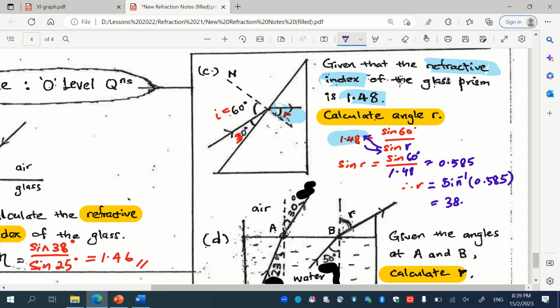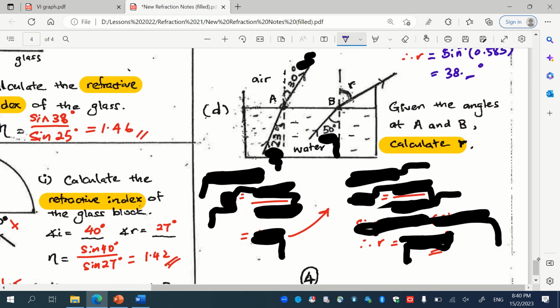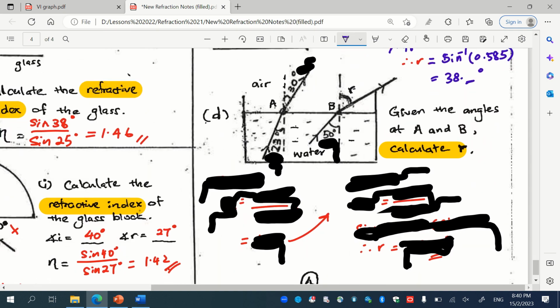Sorry, I don't have a calculator. You press your calculator here. It's 38 point something degree, to three significant figures. Then check your answer. 38 point something. Is it correct? Your angle R should be smaller than angle I. So 38 is a reasonable answer. It's less than 60. Okay, let's move on to this question now.